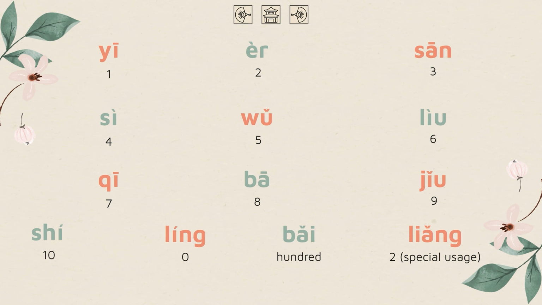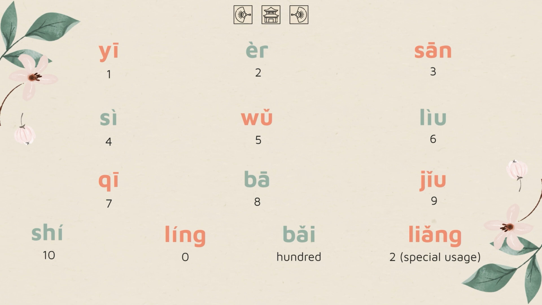Now I'm going to say some numbers in Chinese and have you translate them into English. 223. So 200 is 两百. Remember the special word for 2? 二十三. 2 times 10 plus 3. So it's 223.